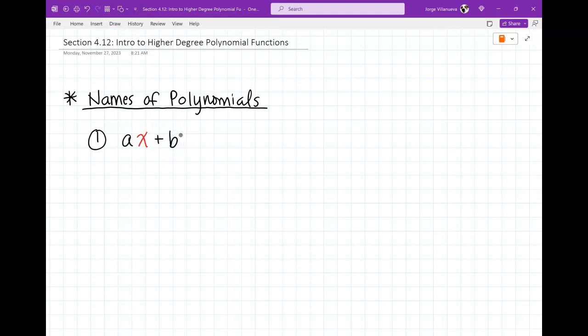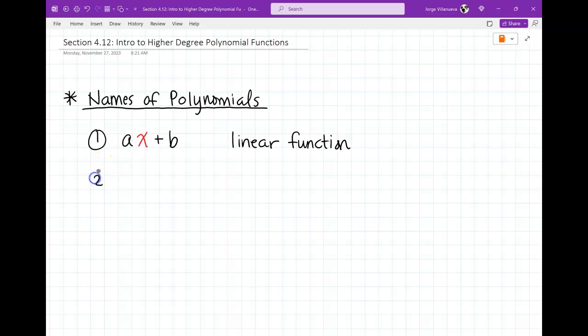okay, notice the x is to the first power. It doesn't have a power on it, right? So we say it's the first power. This is called a linear function. Okay, that's called a linear function. So we've been doing that like y equals mx plus b, right? That's our slope-intercept form. That's a linear function, okay?